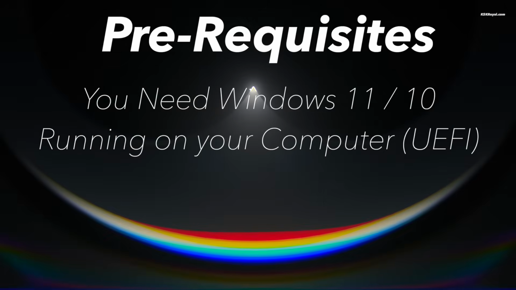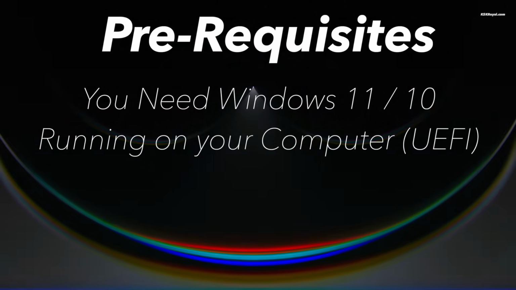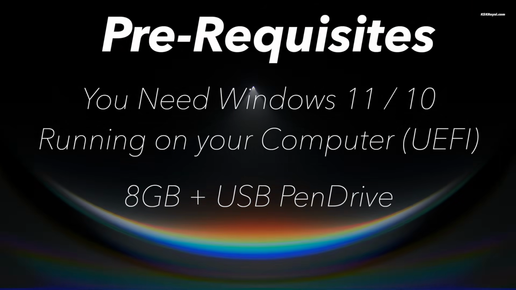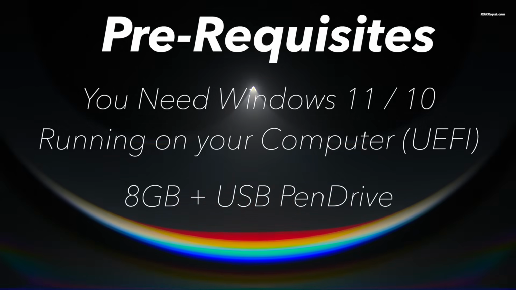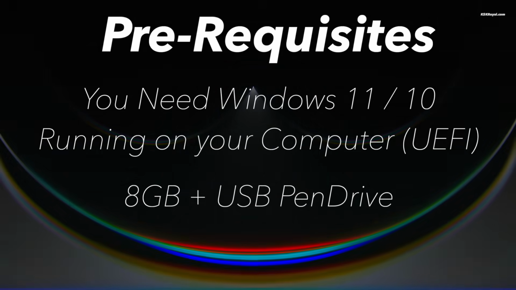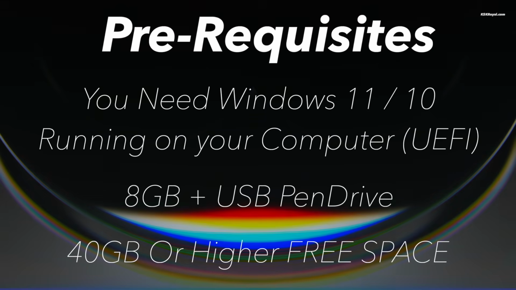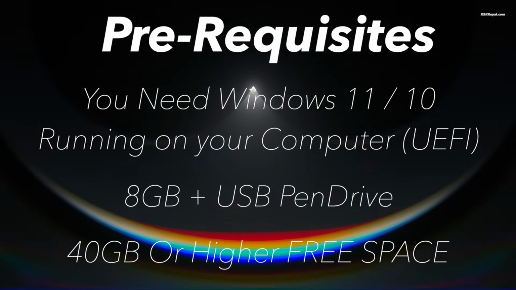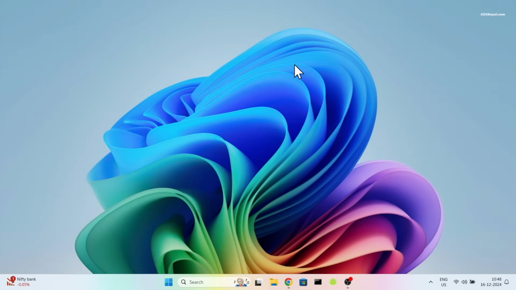The prerequisites of this video: you need Windows 11 or Windows 10 installed on your PC or laptop, an 8 gigs or higher USB drive to create a bootable disk with Arch Linux, and at least 50 GB of free space reserved from your existing drive. Now let's proceed with creating free space for Arch Linux.